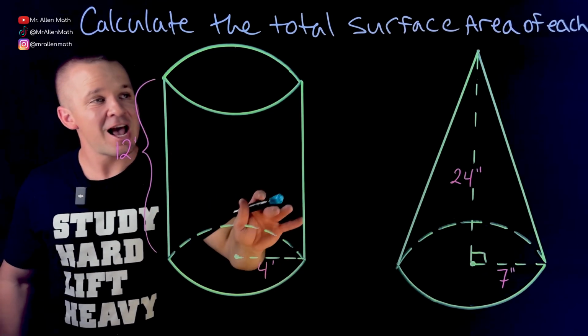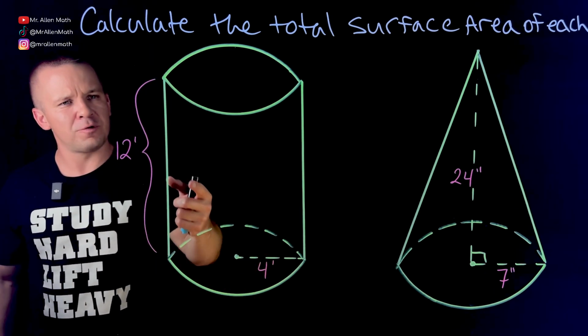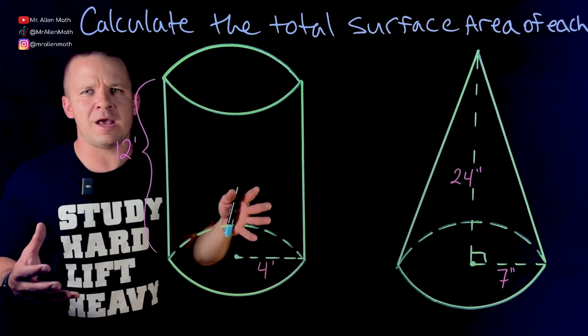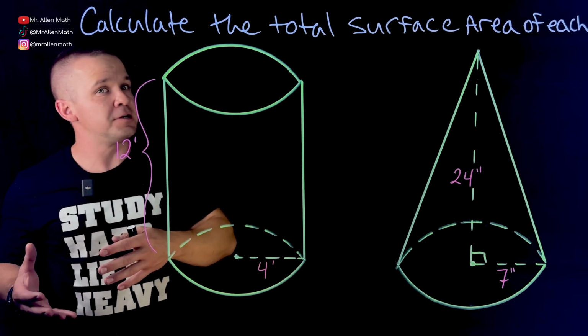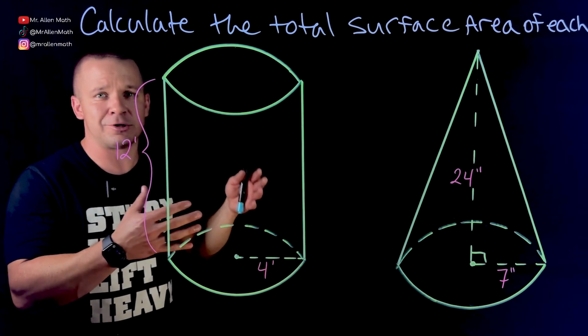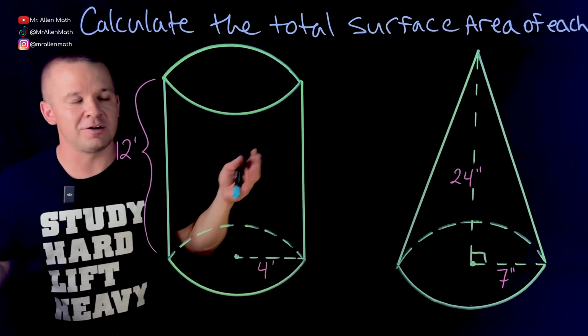Got a cylinder and a cone to work with, so we're going to be dealing with some circles here. But let's start it off with the cylinder. What is it made up of? Because for surface area, I just need to find the area of the surfaces and add them all up, right? With pyramids, it's like triangles and a square. With prisms, it's triangles, squares, rectangles, things like that.